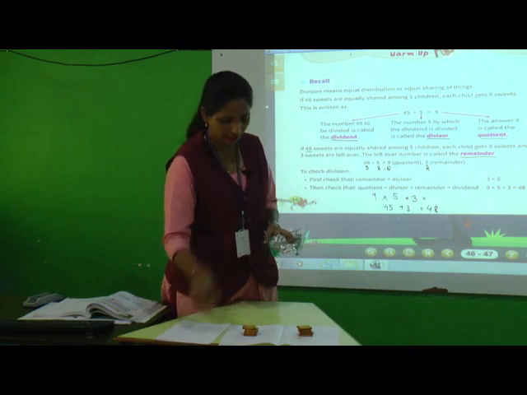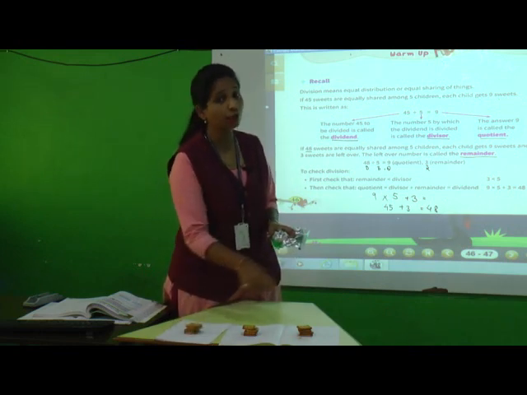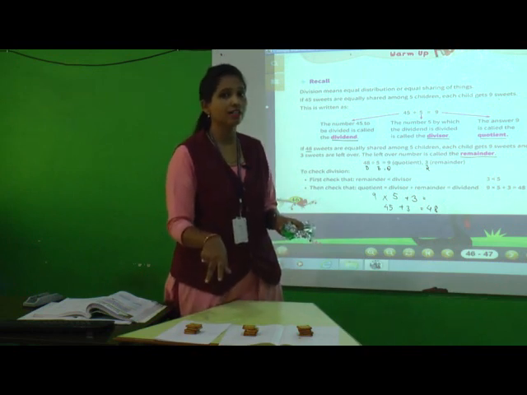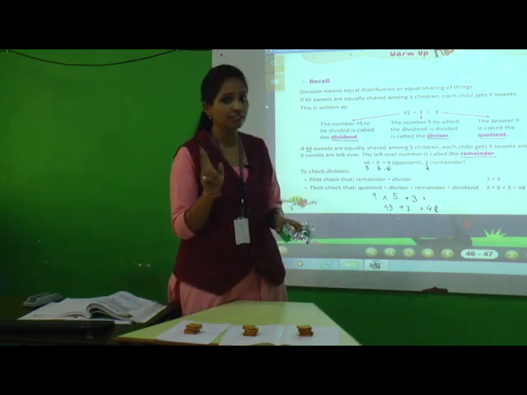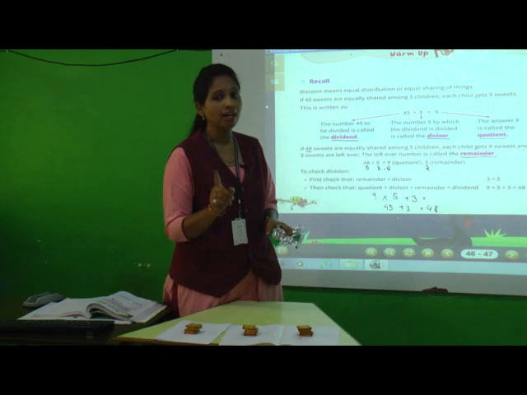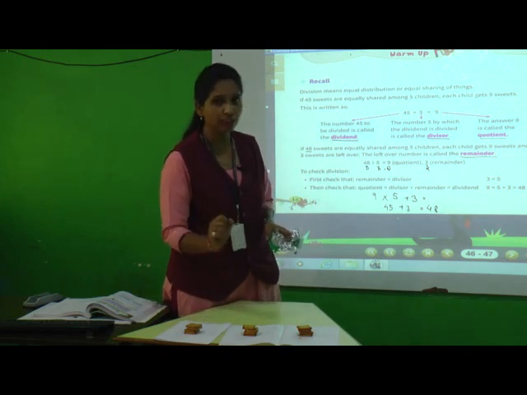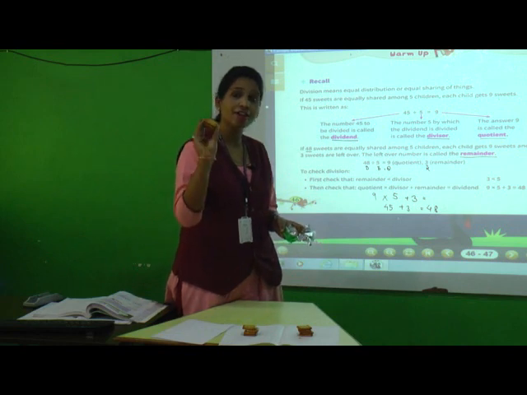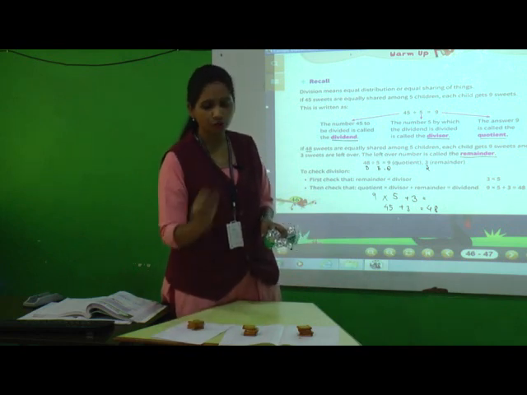See, in this way you can do the division. Okay. Now one more example I want to give. Now what is 12? Dividend. And how many students are there? That is 3. So that is what? Divisor. And the quotient, what is the quotient? How many biscuits did your friend get? 4. 4 is what? Quotient.